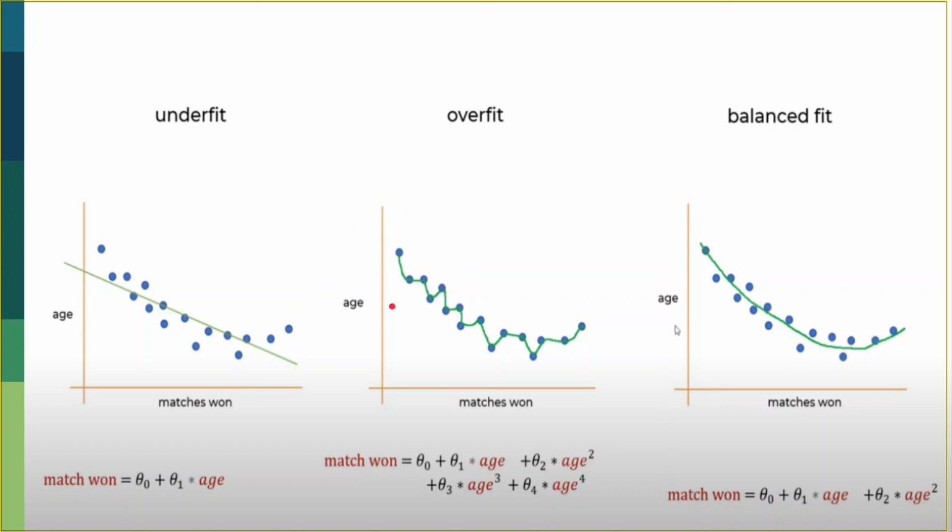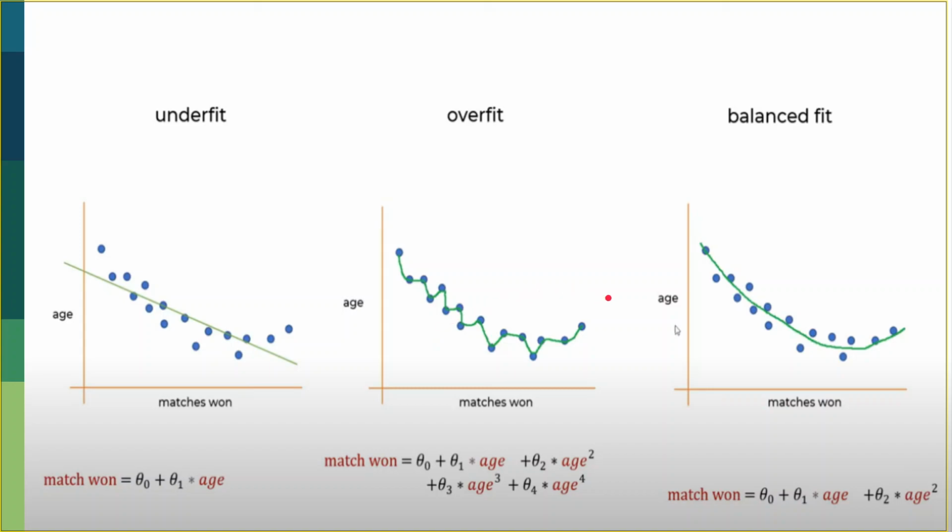In this model, the line is passing through each and every data point, and in this case, our equation might look like this. So it's a higher order polynomial equation where we are trying to find the matches won based on the age of a person. But here the issue is the equation is really complicated. This line is zigzag, which is passing through all the data points, and it is not generalizing the data, and it will try to accommodate the noise also.